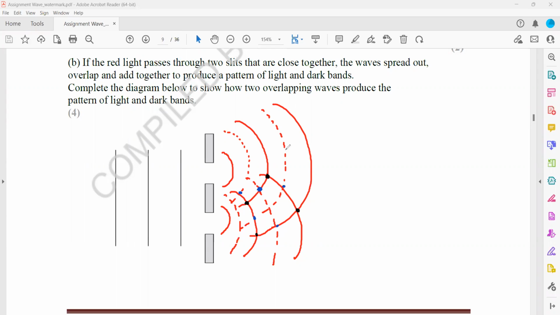And where crest joined with crest or trough joined with trough, constructive. So this will be constructive. This will be constructive. So you have to mark these points and label them as constructive or destructive interference.